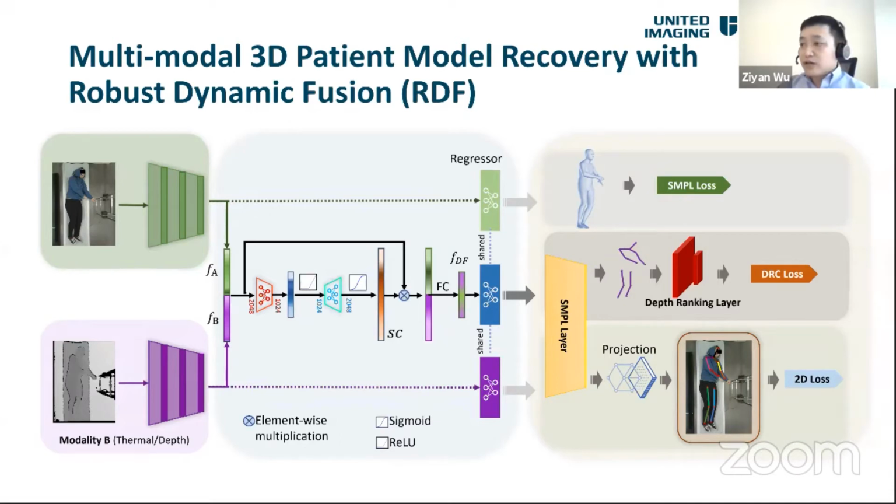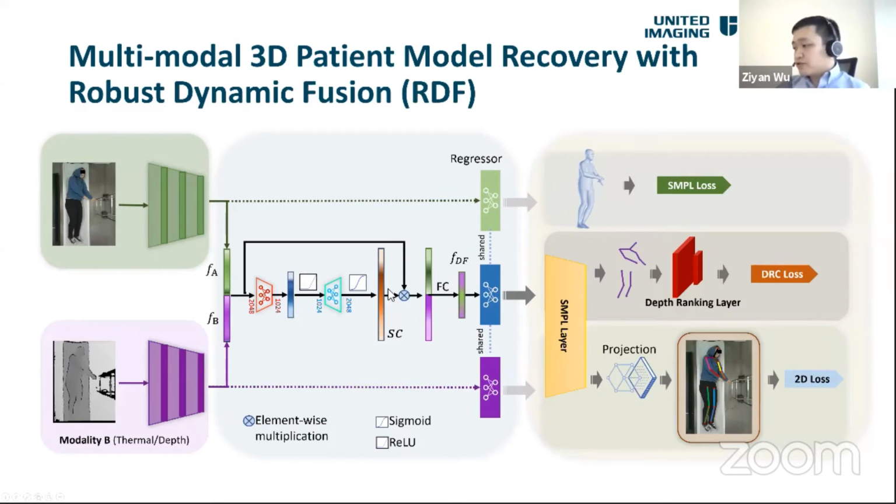So for example, in some scenarios, you may not have the depth data available from your sensor. And in some scenarios, you may only have depth data available from the sensors. So for all these kinds of scenarios, this trained model can work at runtime without significant performance degradation. I'm going to talk about more details later on.